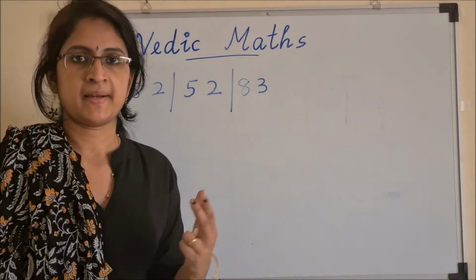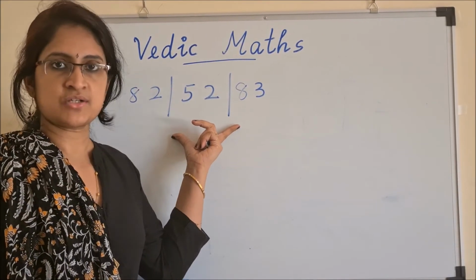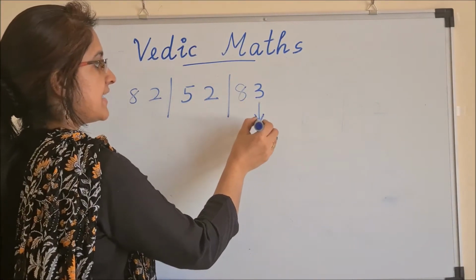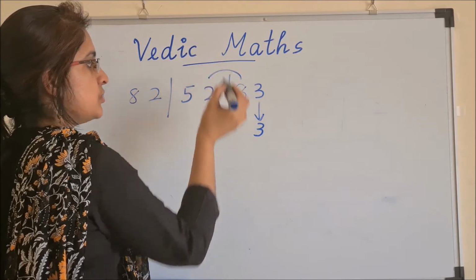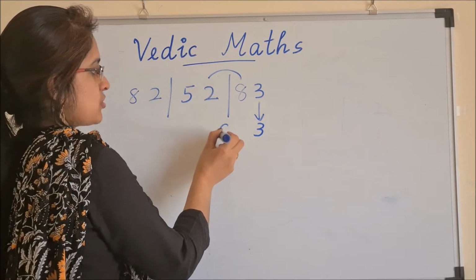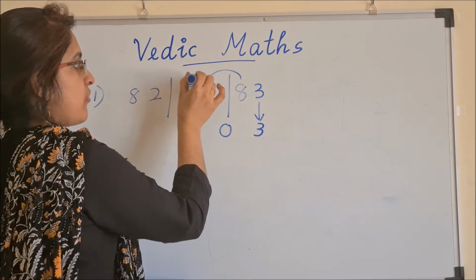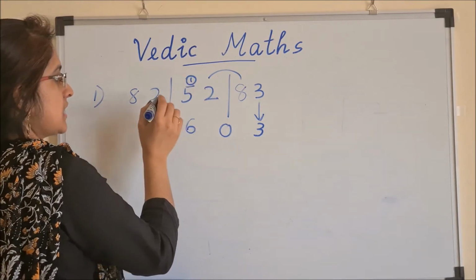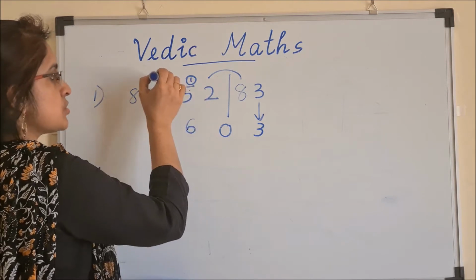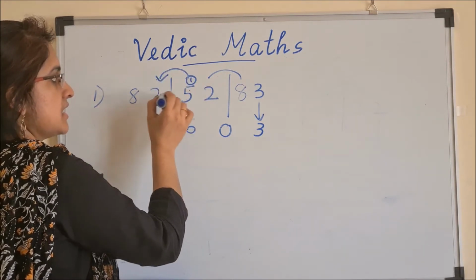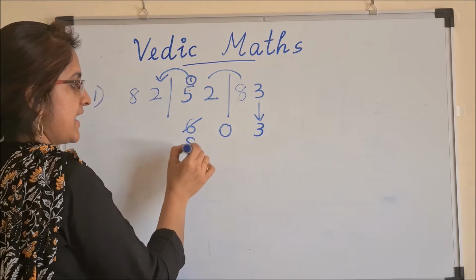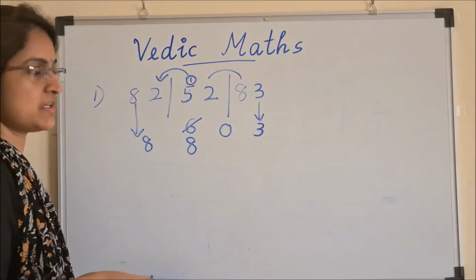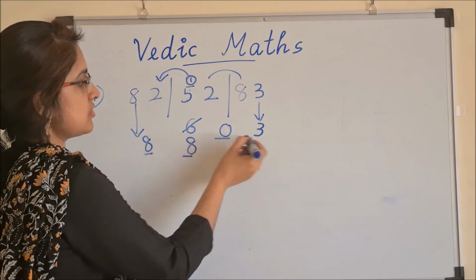Suppose we want to apply the balancing rule for this set of numbers. How do you do it? This 3 will come down directly as 3. 8 plus 2, 10. We will write only 0. 1 will be carried forward to this number. So 5 plus 1 is 6. Then 6 plus 2 will be 8. So 6 will become 8. Then this digit will come down directly. Our answer will be 8803.